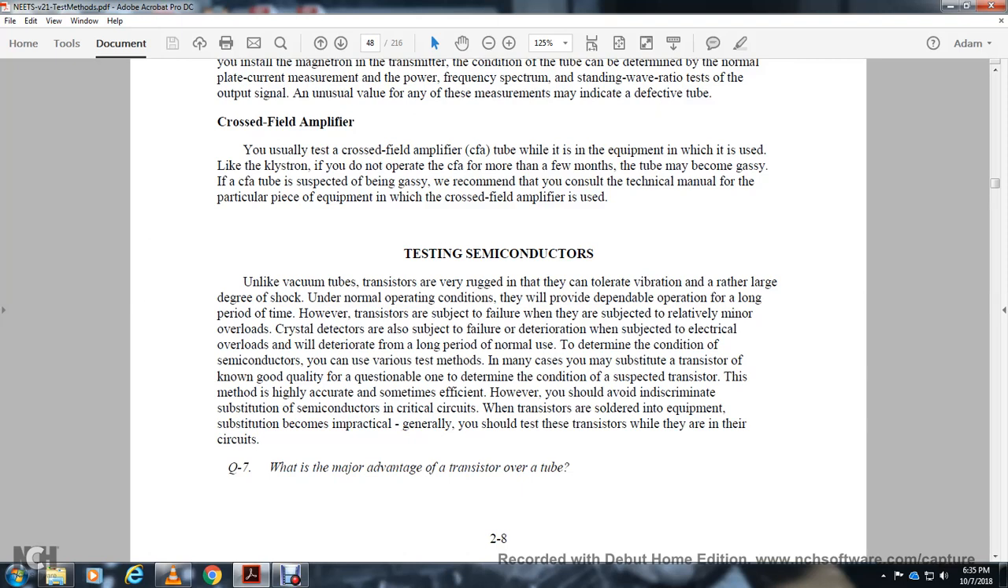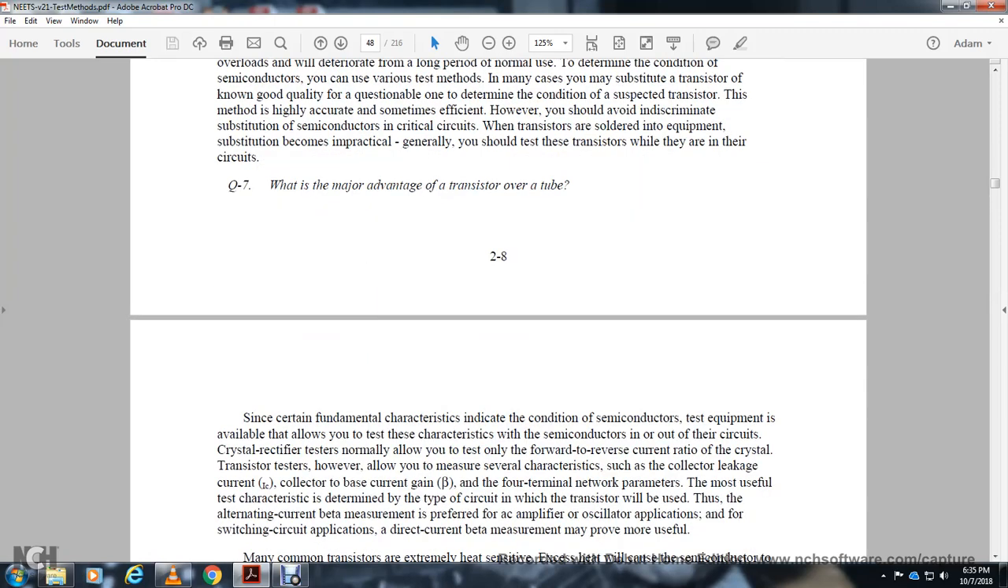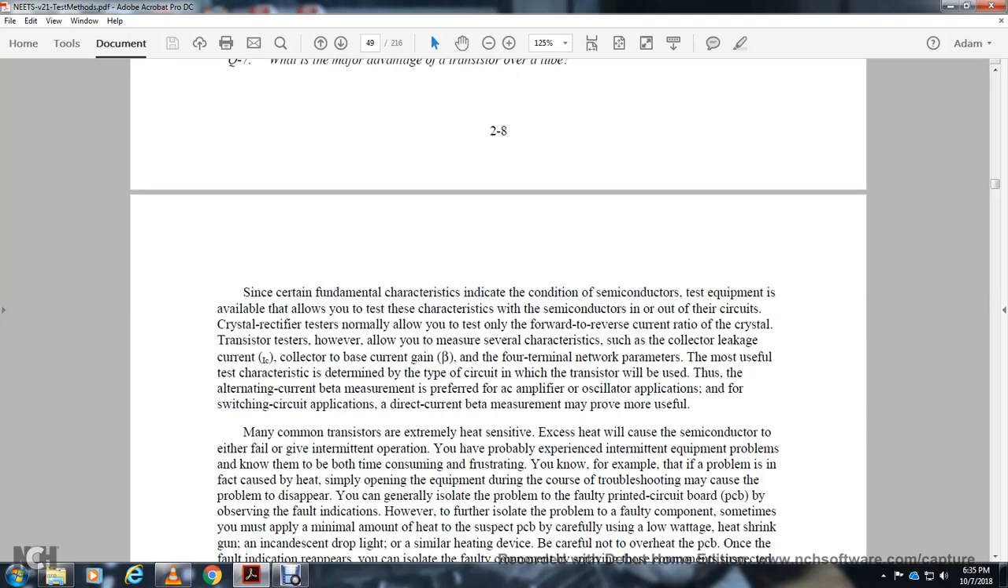One way to determine the condition of a suspected transistor is substitution. This method is highly accurate and sometimes efficient. However, you should avoid indiscriminate substitution of semiconductors in critical circuits, and if the transistor is also soldered into the equipment, substitution becomes impractical. Generally, you should test these transistors while they are in their circuits, since the fundamental characteristics indicate the condition of the semiconductor. The test equipment available allows you to test the correct characteristics of the semiconductor in or out of the circuit.